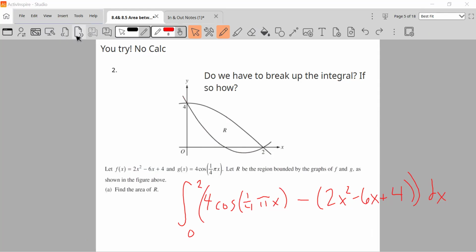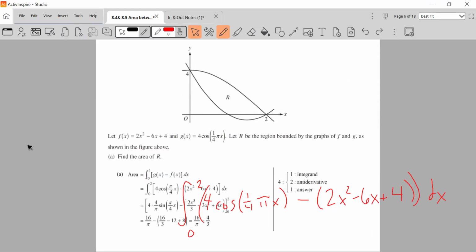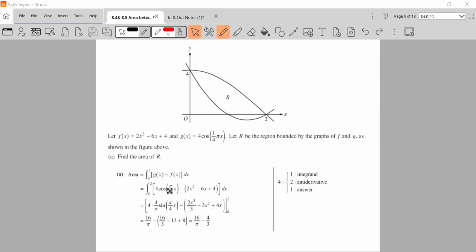Okay, if you did it correctly, it should look something like this. So they put the two functions. Here we have that times 4 over pi because of the linear term here, right? So it's the reciprocal of that. And then this is just power rule, power rule, power rule. Next, we plug in the 2 and 0.